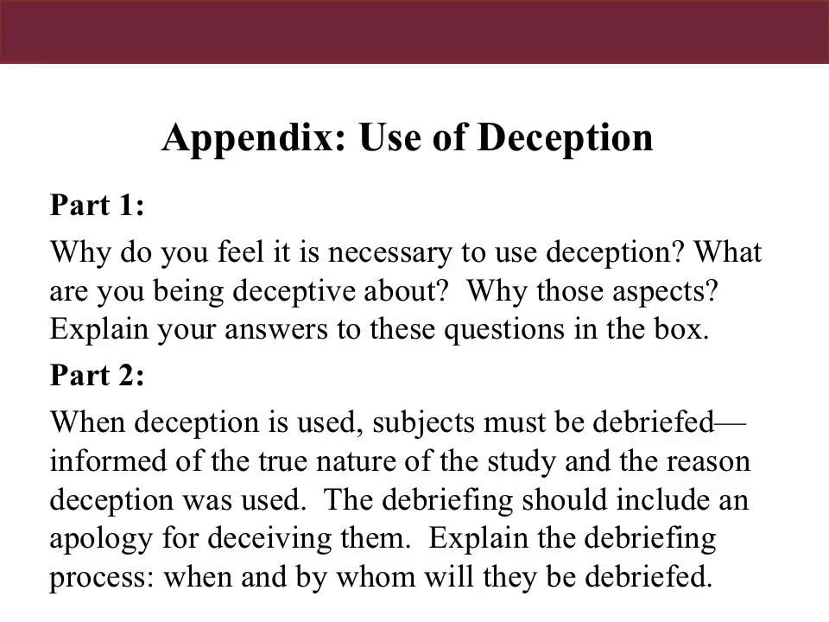Part 2. When deception is used, subjects must be debriefed, informed of the true nature of the study and the reason deception was used. The debriefing should include an apology for deceiving them. Explain the debriefing process. When and by whom will they be debriefed?